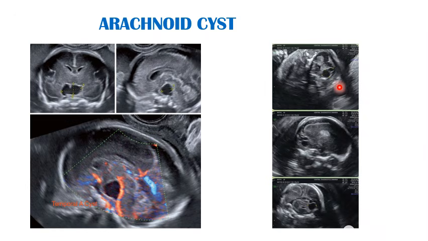And here we can see an arachnoid cyst in the axial plane near the cerebellum, in the posterior fossa of the brain. Again, in the midsagittal view, we can see an infratentorial arachnoid cyst, and in the coronal plane also we can see it is infratentorial. It is compressing the cerebellum also.